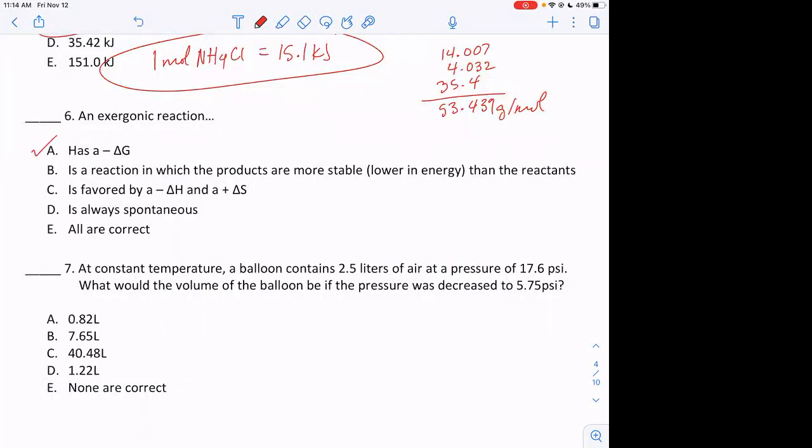So A is true, has a negative delta G. Is a reaction where the products are more stable. Yep, that's true, lower in energy than the reactants. Is favored by a negative delta H and a positive delta S. That is true if you go look at the table. Is always spontaneous. Yep. So E, all are correct.